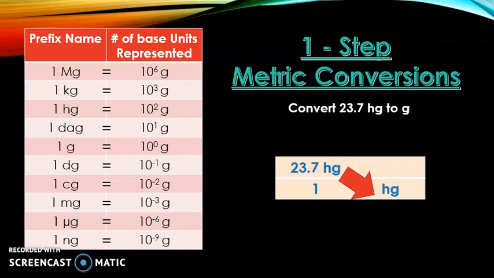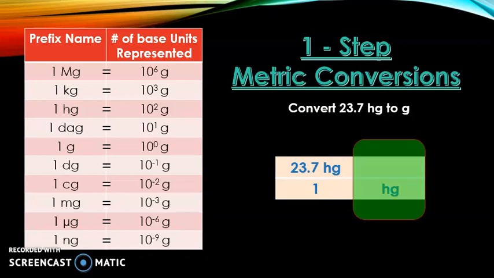Now it's time to go shopping. I need to find an equivalence statement to put into this zone. Now this fraction can only equal 1. So I need to put the numbers from a single equivalent statement in that. Now what that means then is, in essence, I'm really not changing that 23.7 hectograms. That measurement is still going to represent that distance. We're just putting it into other terms. We don't want to call it hectograms anymore. We want to call it grams.